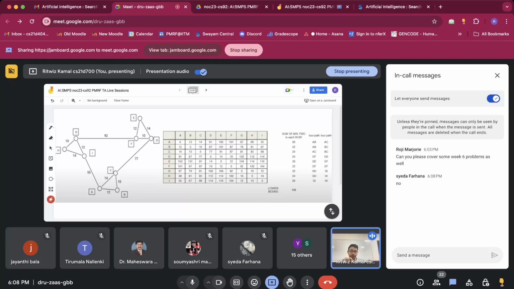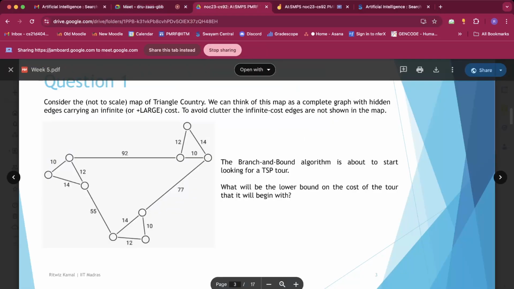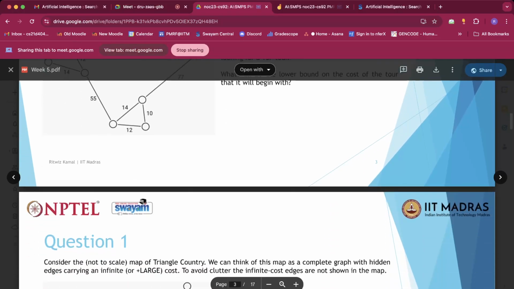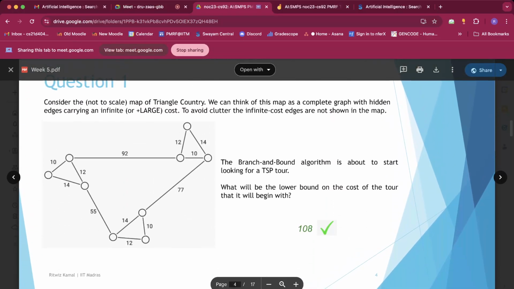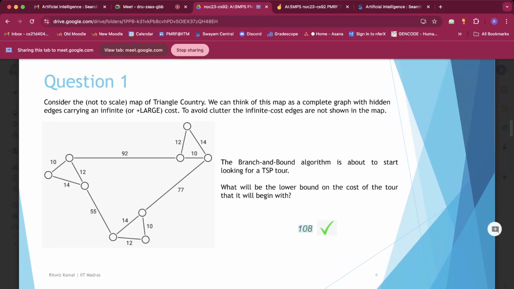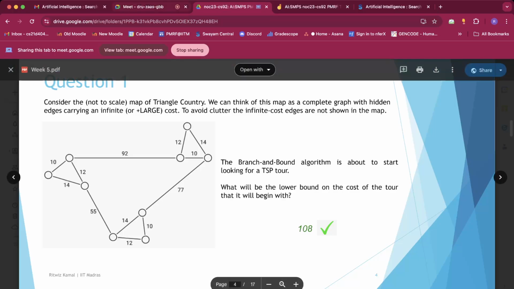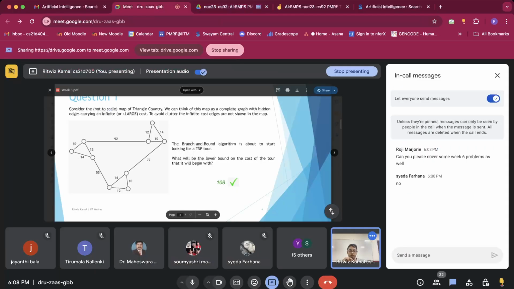Okay, if not, then great. Let's go back to our questions and check the solution. As we see, it is actually 108, which is what we also got. So that makes it clear. This was the lower bound, and remember that this may not result in a valid tour. This is just a lower bound that we are estimating.